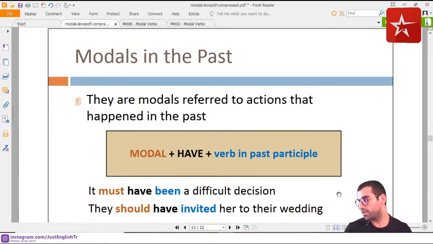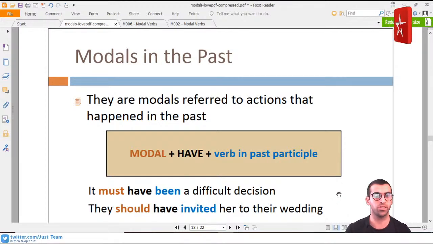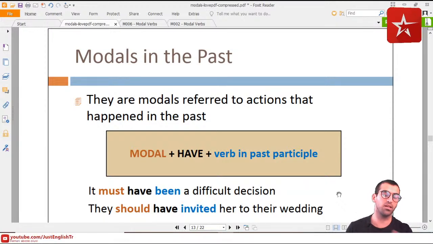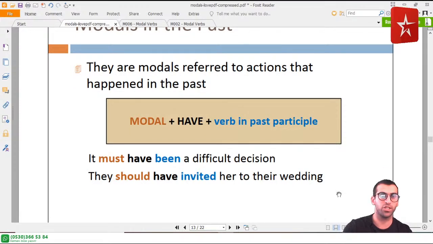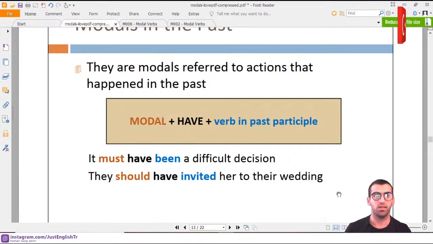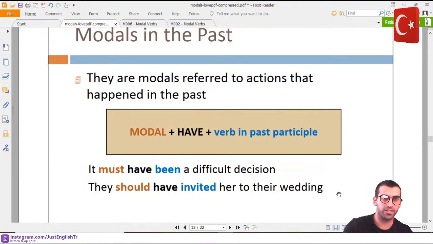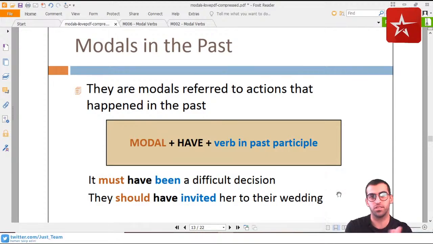All right, let's continue with modals in the past. They are modals that refer to actions that happen in the past. The first situation is single concept modal verbs. The second situation is double concept modal verbs, and the last one is about modals in the past. I think we can continue the rest of this in the second part of the lesson.